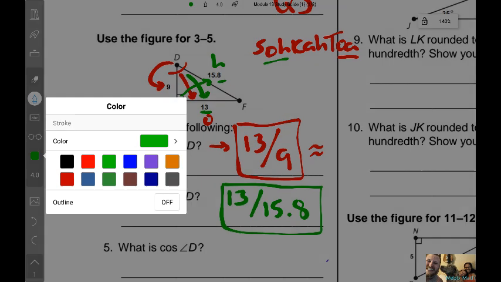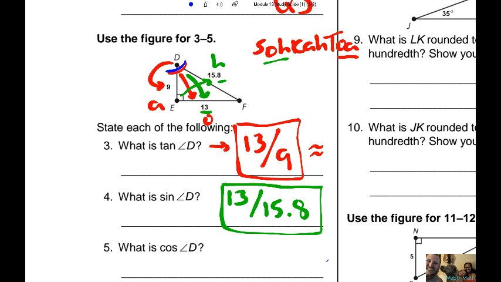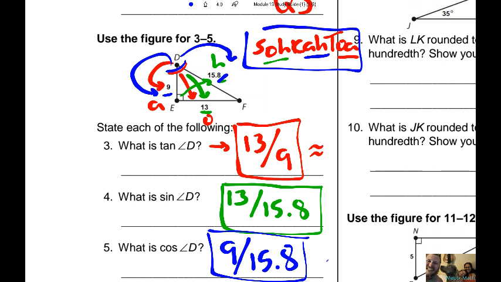All right, let's use a different color. All right, cosine of angle D. So we're still operating within that reference angle of D. Cosine, though, is A over H. So adjacent over the hypotenuse. So you have 9, the adjacent, over the hypotenuse, 15.8. And you're good. So remember this. You need to remember that. That is 80% of trig right there.